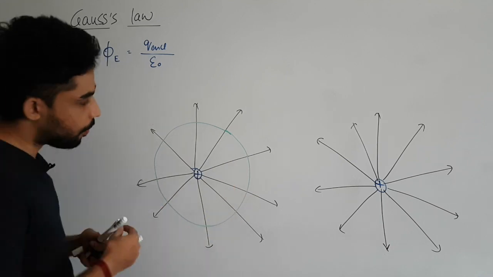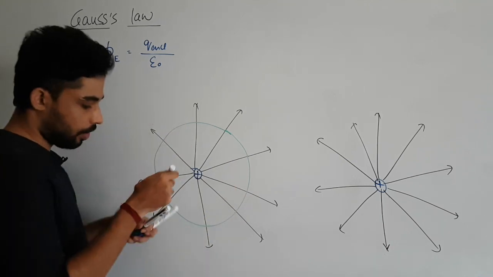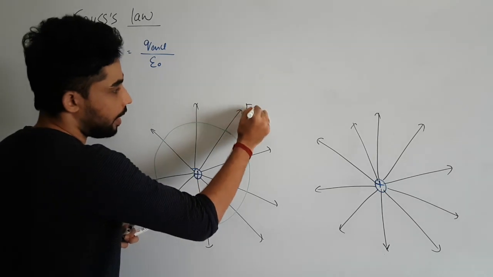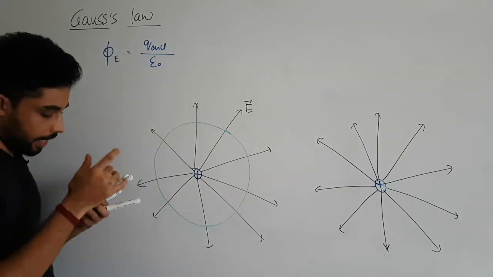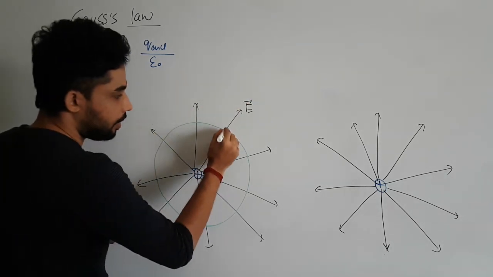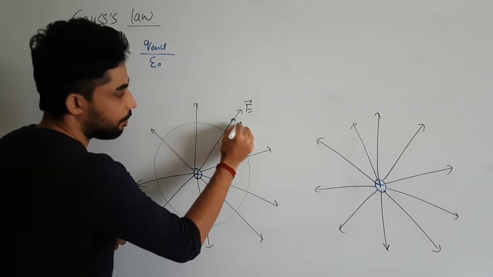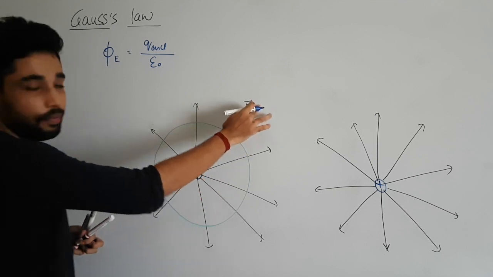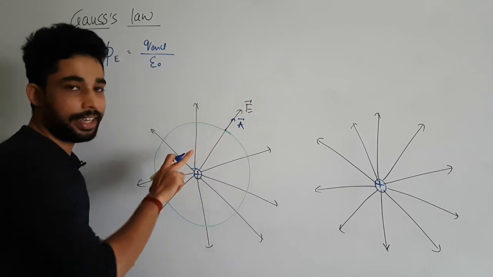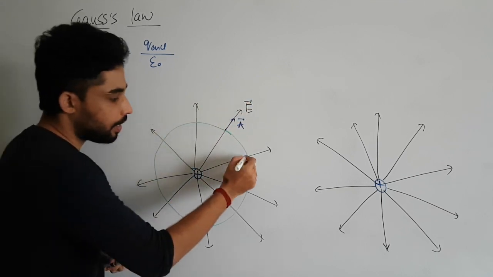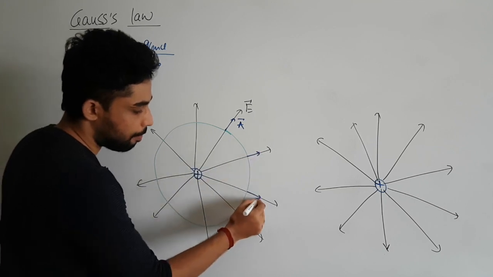And also one more advantage is the electric field. So consider the electric field here. The electric field and the area vector: if I consider this point, the area vector will be perpendicular to that surface. So here, as you can see, the electric field and area vector will be making a 0 degree angle, which means at all the points this will happen.